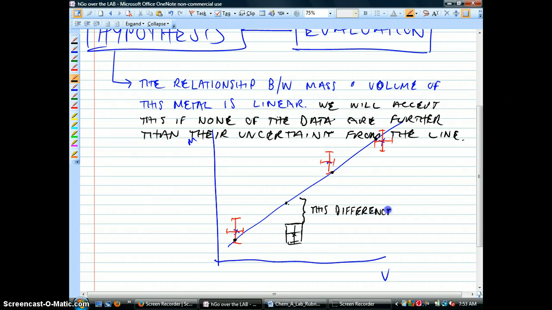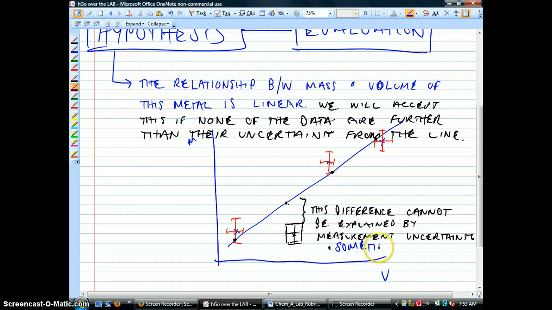So this difference cannot be explained by measurement uncertainty. Remember, measurement uncertainty is inherent in the process of measurement. It's something we can't do anything about. We want to know about it. We want to estimate how large it is so that we can draw better conclusions. But this one is too large. Something else is going on here. So let's add that. Something else must be going on. And that something else could well be that this is actually not a linear relationship.